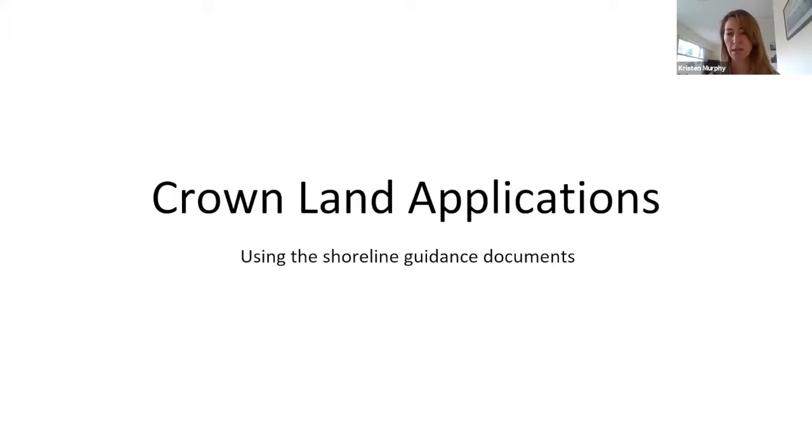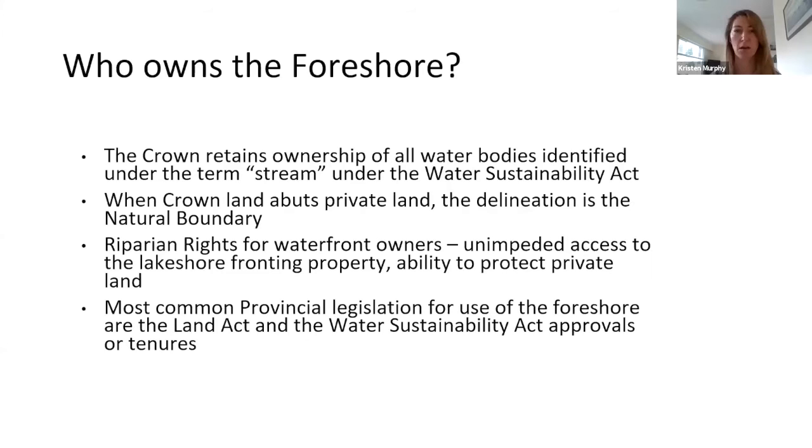So we're going to start with who owns the foreshore. The Crown retains ownership of all water bodies identified under the term stream under the Water Sustainability Act. Now that's a very broad scope. So stream covers all lakes, streams, wetlands, marshes, ditches. Even if a stream is considered ephemeral, which means it doesn't have water in it all year, it might not even have water every year, it's still determined as a stream under the Water Sustainability Act.